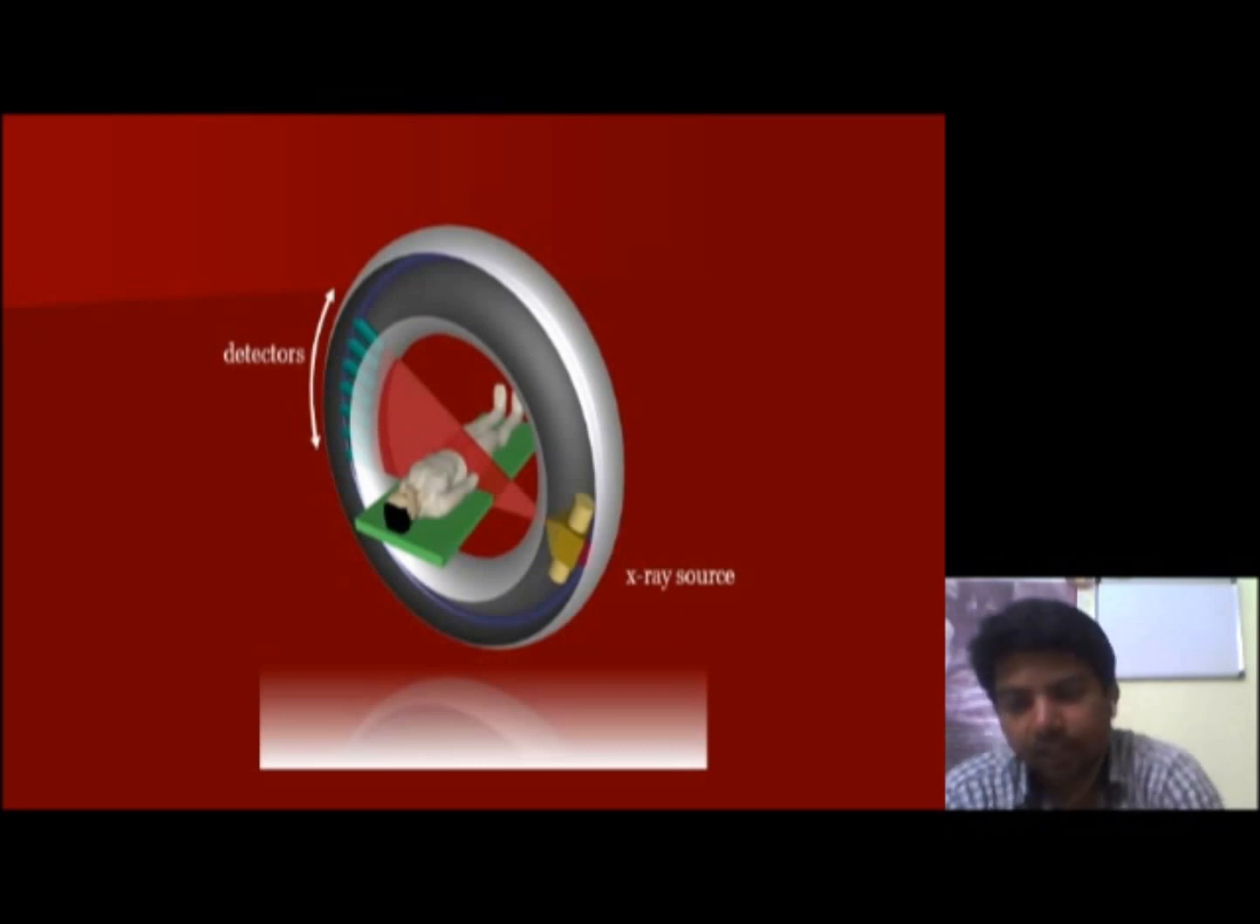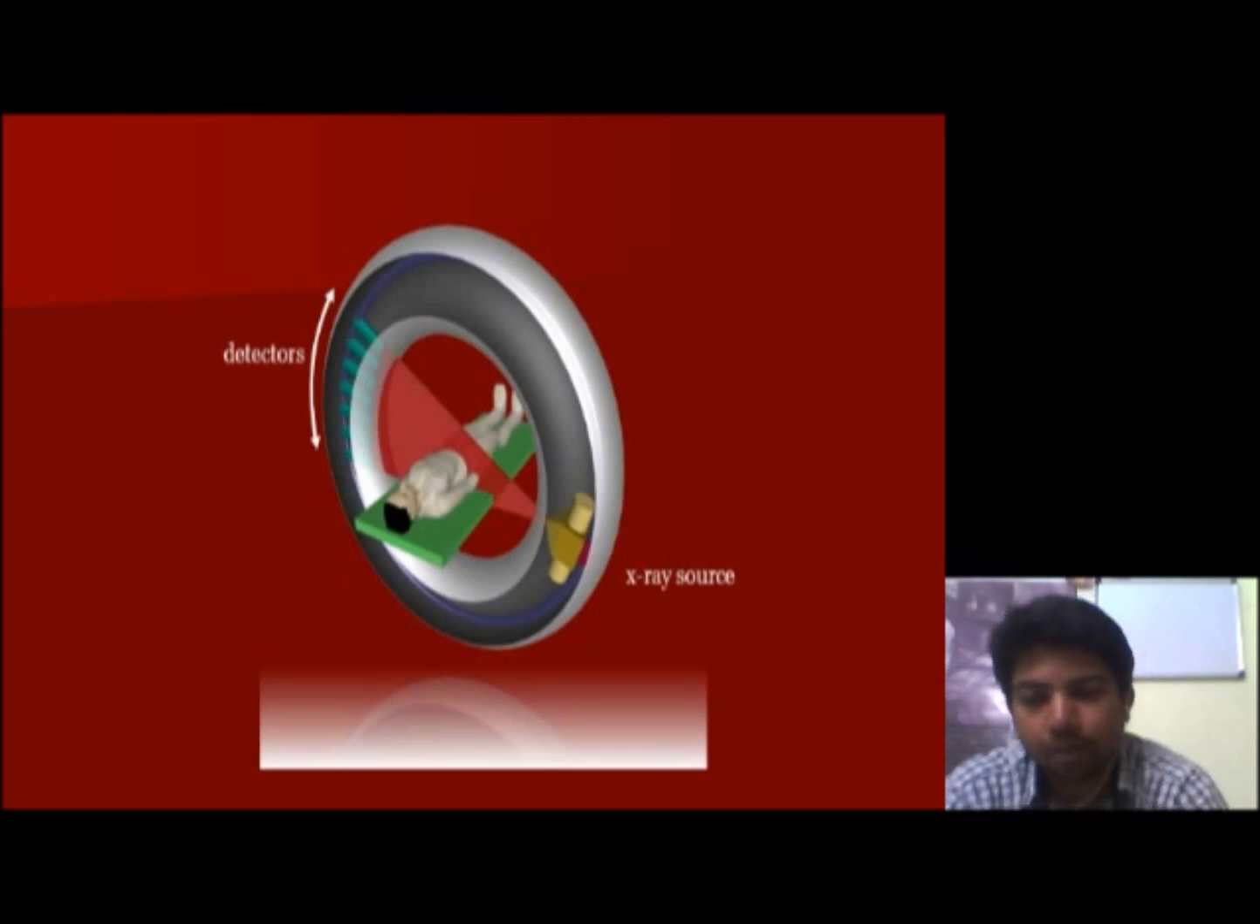In earlier days, there was a single source and a single detector. The source emits a pencil shape of beam and the single detector will revolve around the patient for multiple times, resulting in formation of an image. This resulted in a very high radiation exposure to the patient.